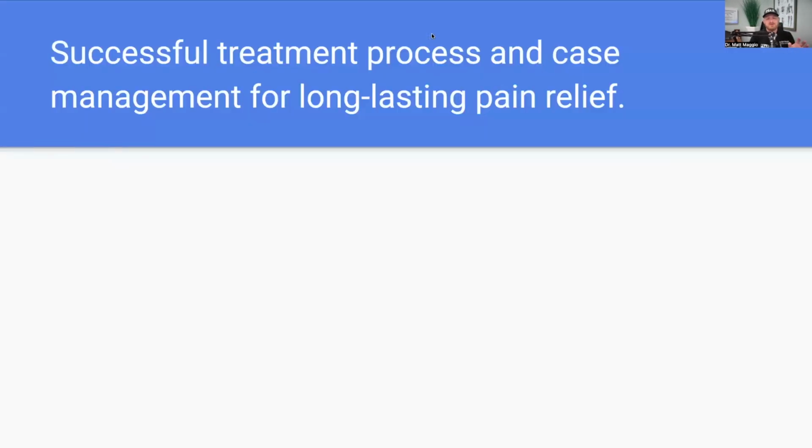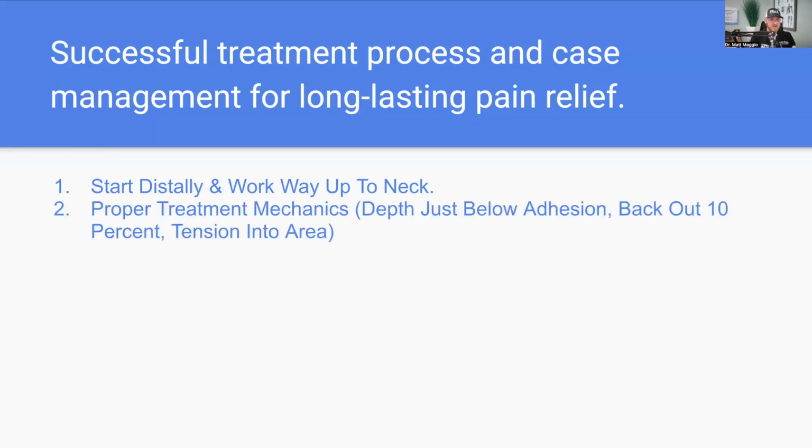So what is a successful treatment process and case management for long-lasting pain relief? What I like to do when I'm treating nerve entrapments is start distally, further down, and then work my way up. So in this one, I'd be in the transverse carpal ligament first. Then I'd go to flexor digitorum superficialis, then pronator teres, then up through the arm, then the neurovascular sleeve, then into the brachial cords, then into the nerve roots. I'm going to start distally and work my way up to the neck.